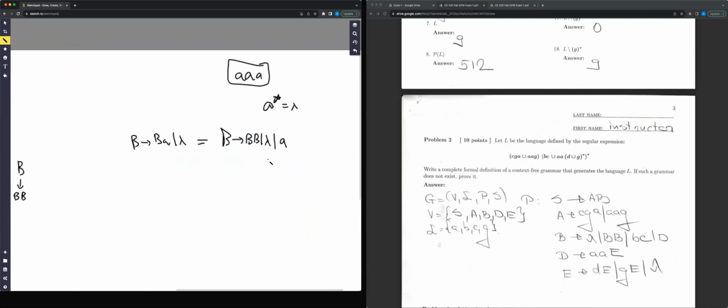And the way this works is, if I still wanted to generate BA, three A's, starting from B, I turn it into a BA, and then I turn this B into a BA, and then turn this B into a BA, and then I turn this B into a lambda. And then all I'm left with is three A's, which is how I get this. So that's why both of these work.